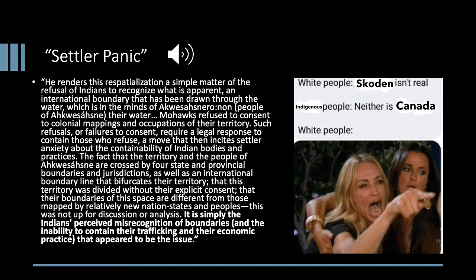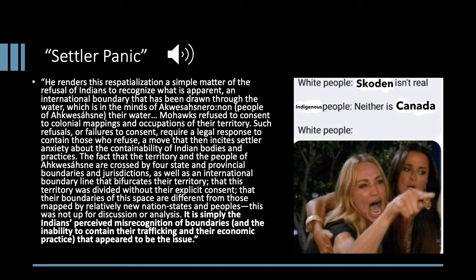This brings us to Simpson's concept, and I love this phrasing, settler panic. Settler panic is really tied to what she talks about in terms of the precarity of settler states, or the fragility of settler states. The idea that settler states are actually formed on a very unstable, precarious basis.